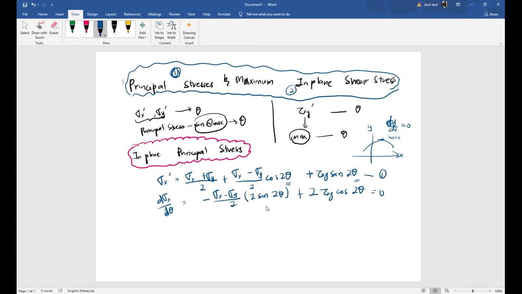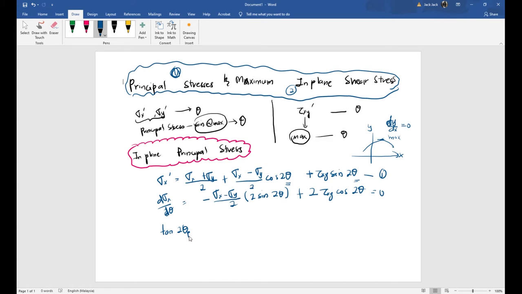The next step is to rearrange this equation. We have the negative portion, so just shift this portion to the left, and this portion remains here, so you will get the positive value. After rearranging the equation, you get the final equation for tangent 2 theta. We denote it 2 theta p because we want to determine the principal theta that gives the value of the principal stress.